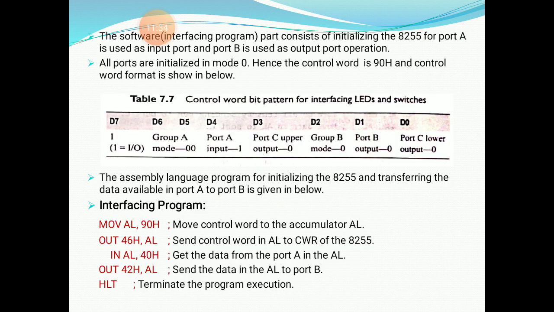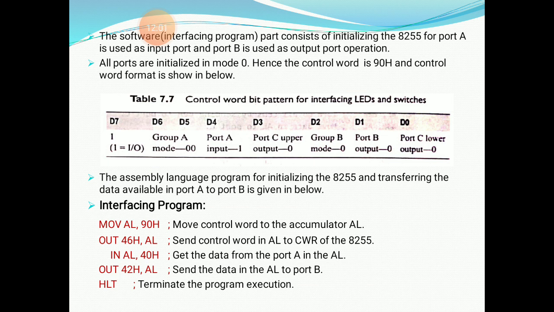Now let us see the interfacing program for this application. The interfacing program consists of initializing the 8255 so that port A is used as an input port and port B is used as an output port, and port C is not used in this application. All ports are initialized in mode 0, and hence the control word is 90H.